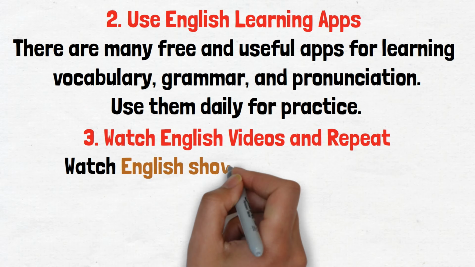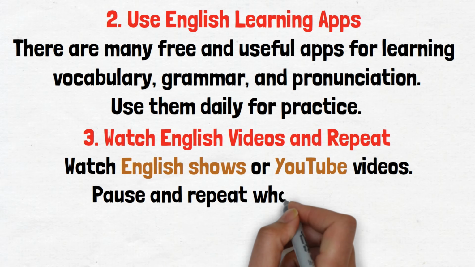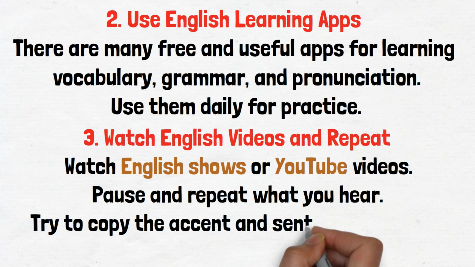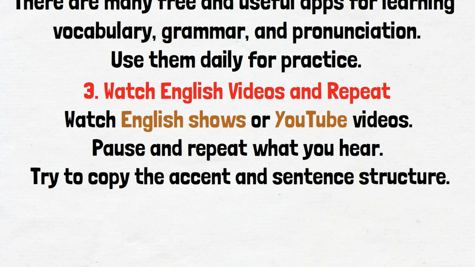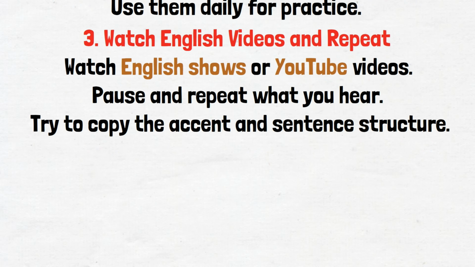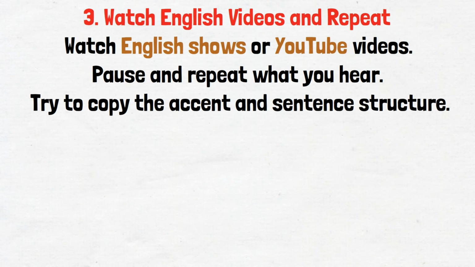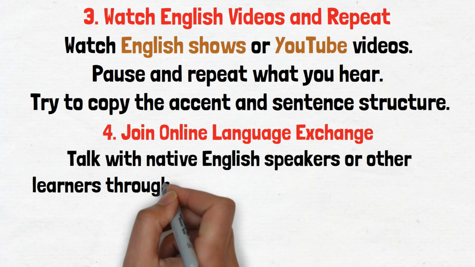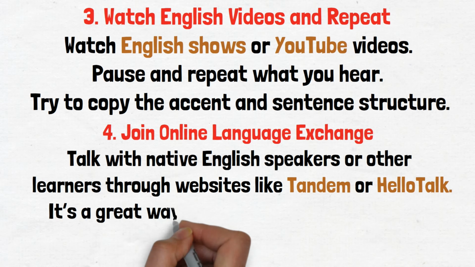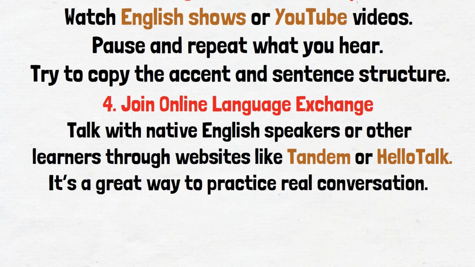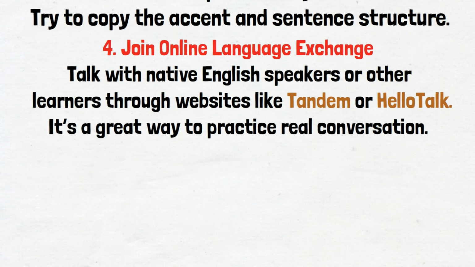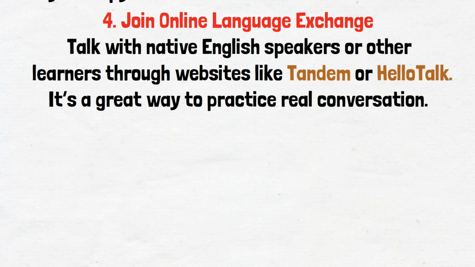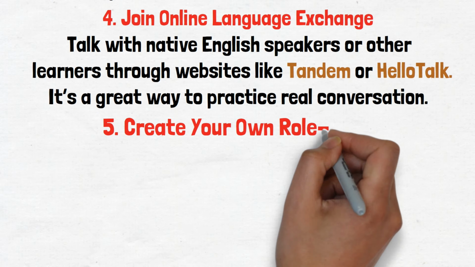3. Watch English videos and repeat. Watch English shows or YouTube videos. Pause and repeat what you hear. Try to copy the accent and sentence structure. 4. Join online language exchange. Talk with native English speakers or other learners through websites like Tandem or HelloTalk. It's a great way to practice real conversation.